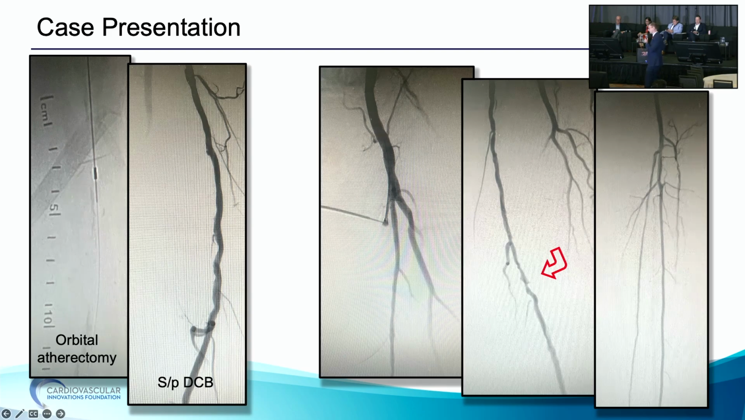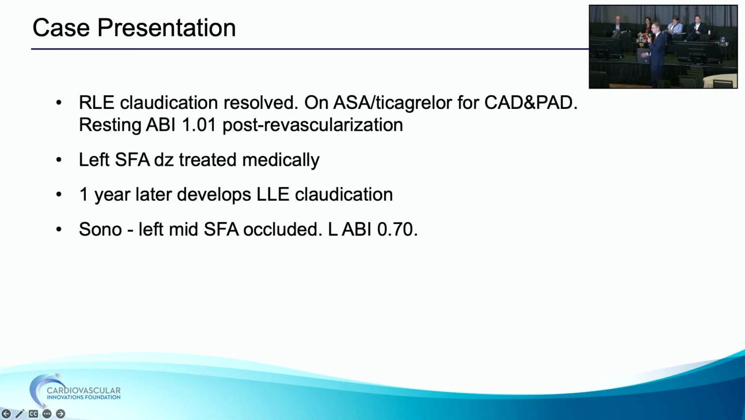We took pictures of the other leg, the left lower extremity. There's, as you can see, mild proximal SFA disease, where the arrow is in the distal SFA, sort of calcified, diffuse disease, which is maybe even more severe than the contralateral side, with a decent 2-vessel runoff. But the patient did quite well in terms of the initial intervention, was placed on aspirin, ticagrelor for concomitant CAD and PAD. We left the left lower extremity alone.